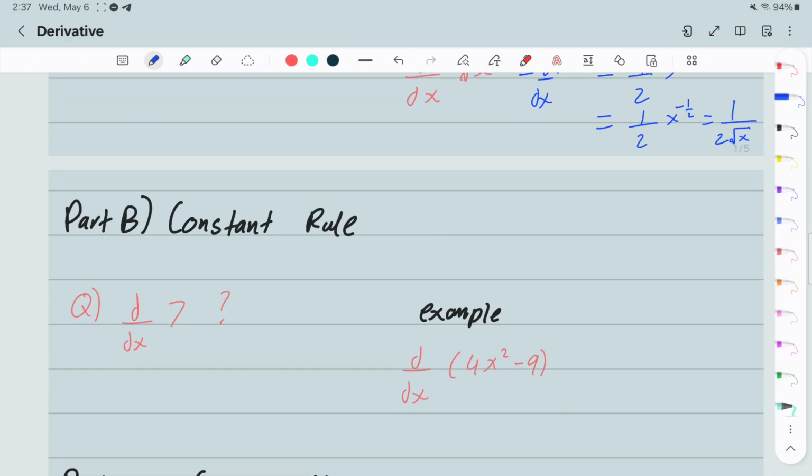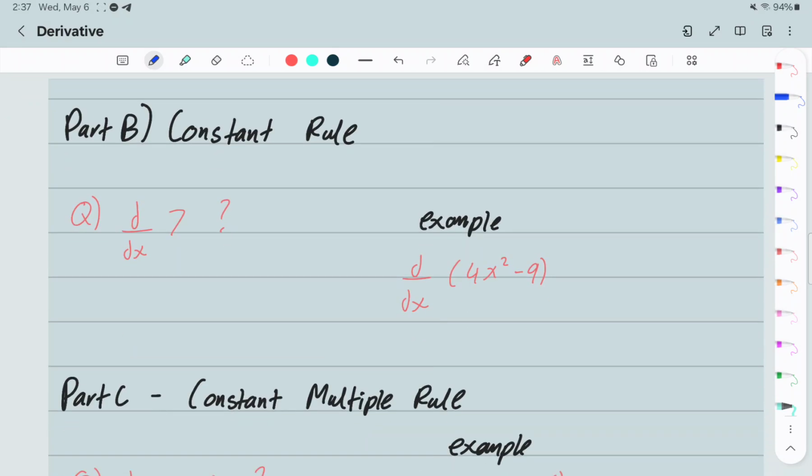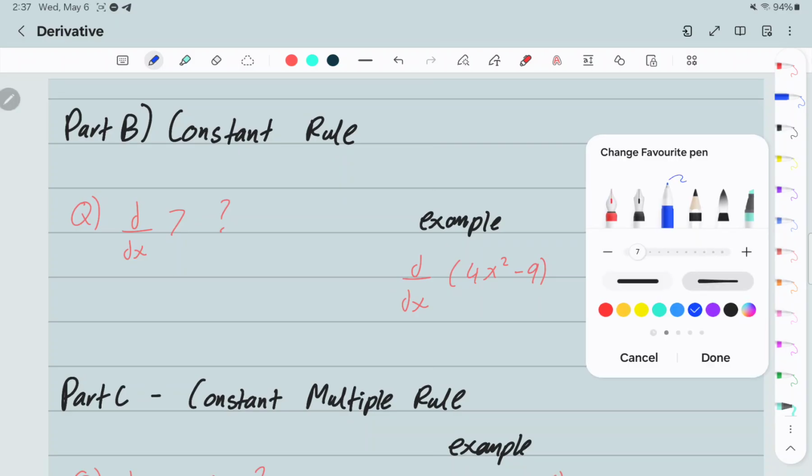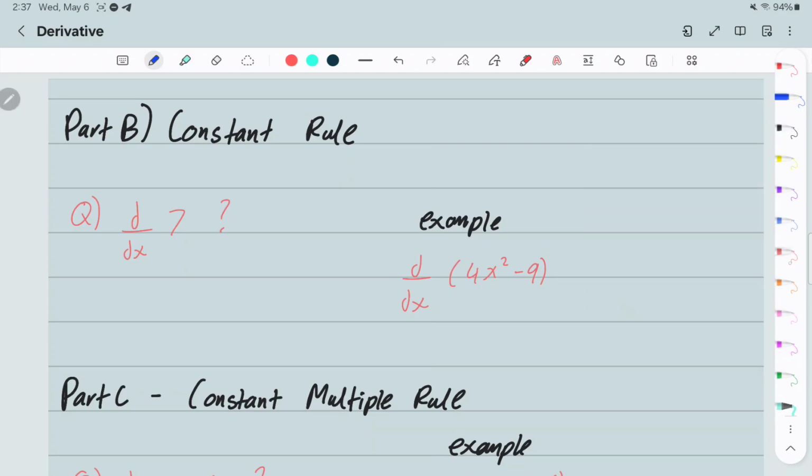Or I spoke too soon, because the constant rule is another rule which is easy. We are taking derivatives with respect to x, but in this one you start to notice that there is no x. Like in this whole thing, there is no x. So whenever there is no x, it's a constant, and the derivative of a constant is always equal to 0.